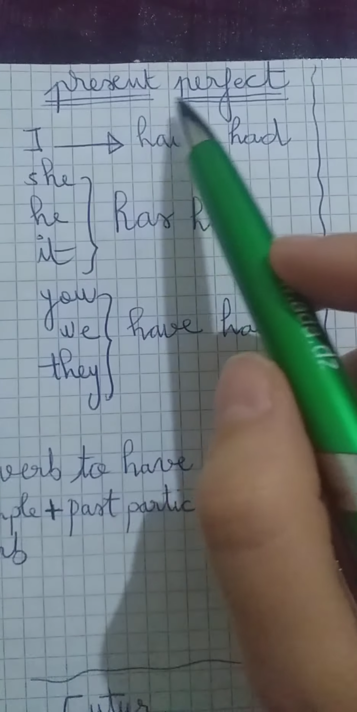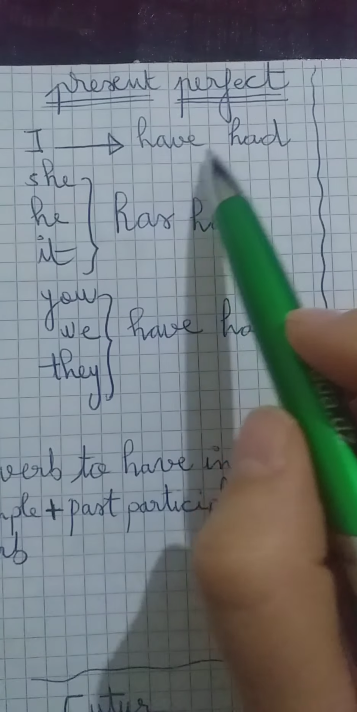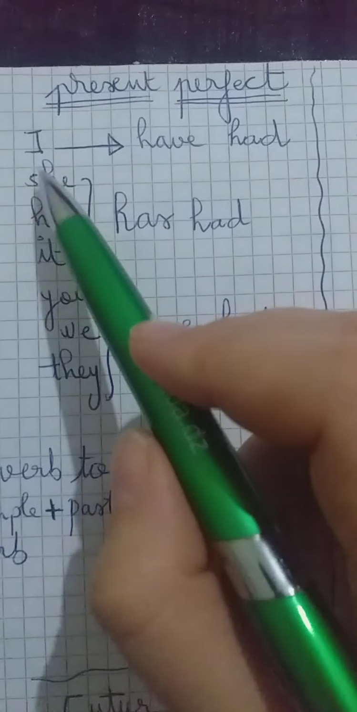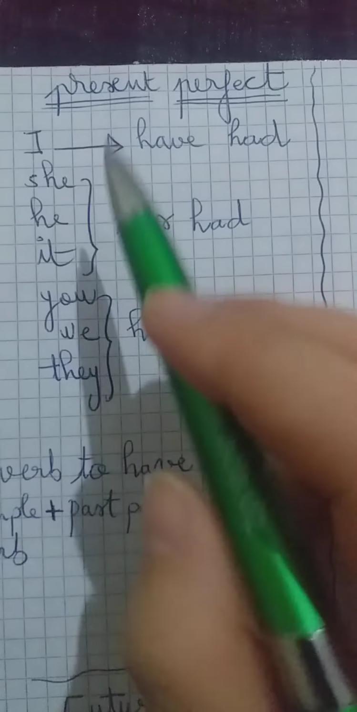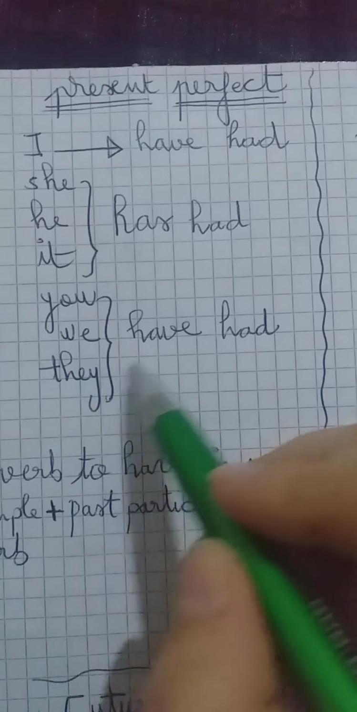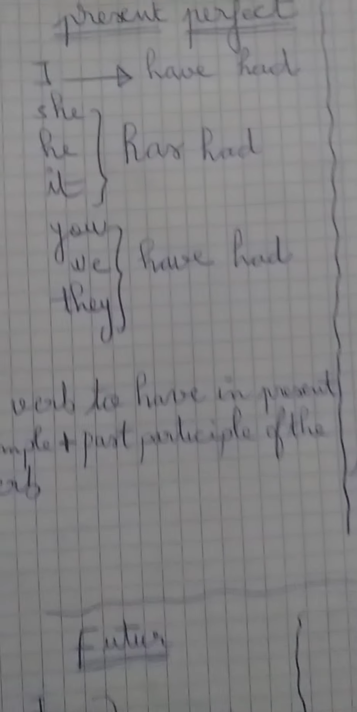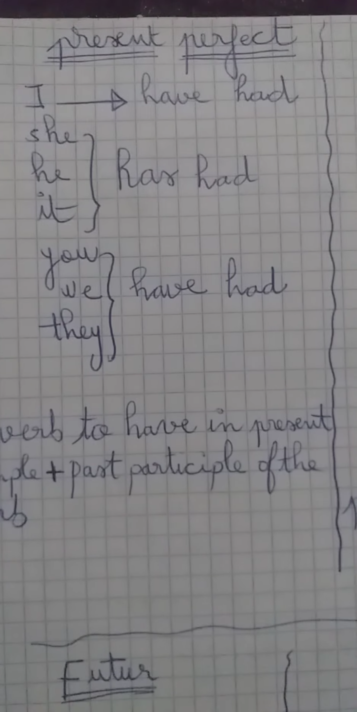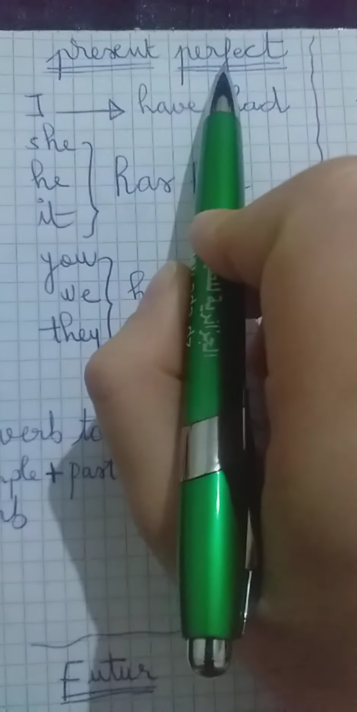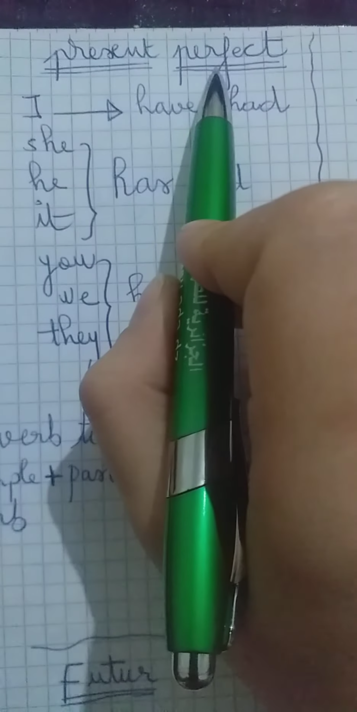Let's see the present perfect. I have had. She, he, it has had. You, we, they have had. La majorité pose cette question. Comment on forme le present perfect?